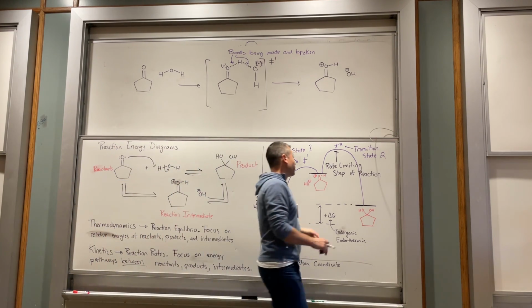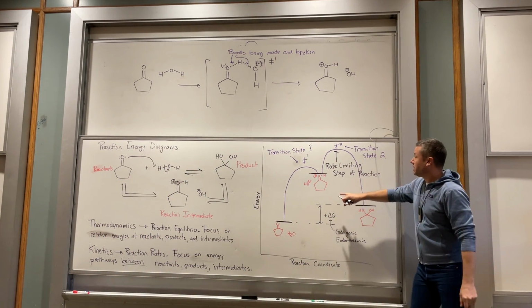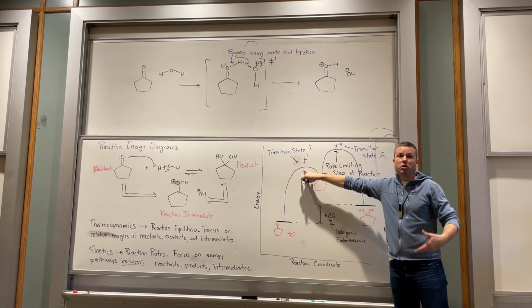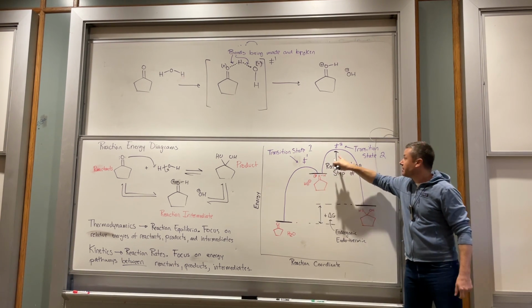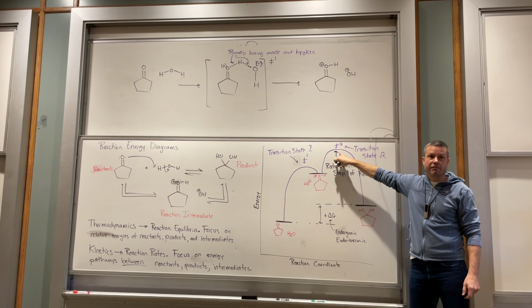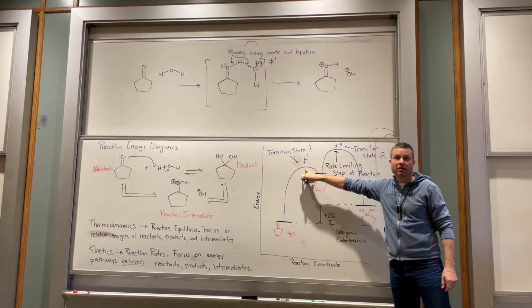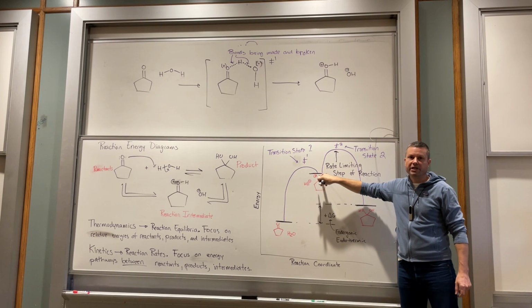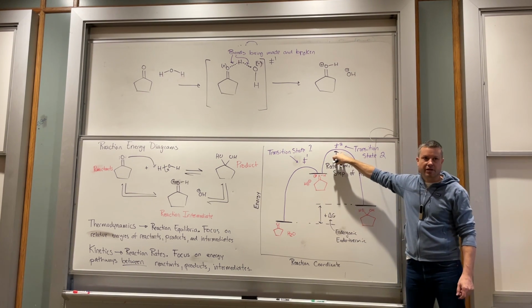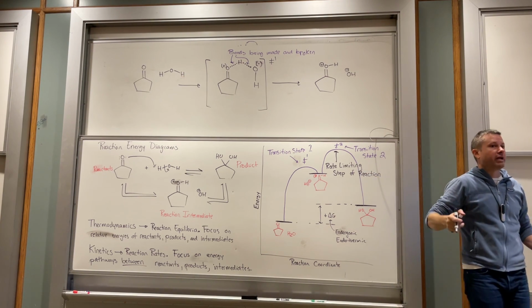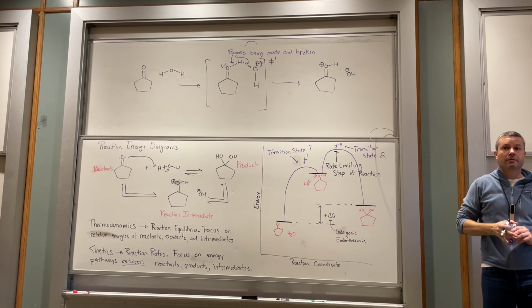So the overall reaction rate, it doesn't matter if this is faster. This doesn't matter, how many times a second it happens. This is the step that controls the rate of the reaction. If this happens 100 times a second, then all we're doing is just building up intermediate until this second step can occur. So the highest transition state represents the rate limiting step of the reaction.